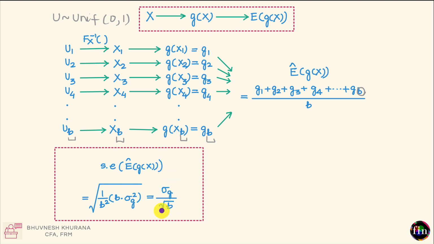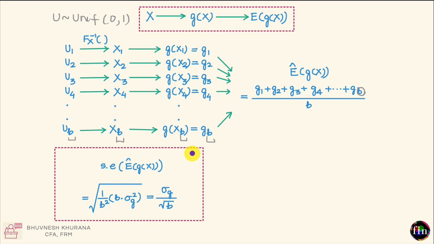But please note that there is a square root dependence when it comes to b. So if I wanted to make this standard error half of what it is at the moment, I will have to quadruple the number of simulations, which is b. Because Monte Carlo simulation is a very computationally intensive way of arriving at this final output, quadrupling the number of simulations is a very inefficient way of reducing the standard error. And this is where the antithetic variates technique comes in.